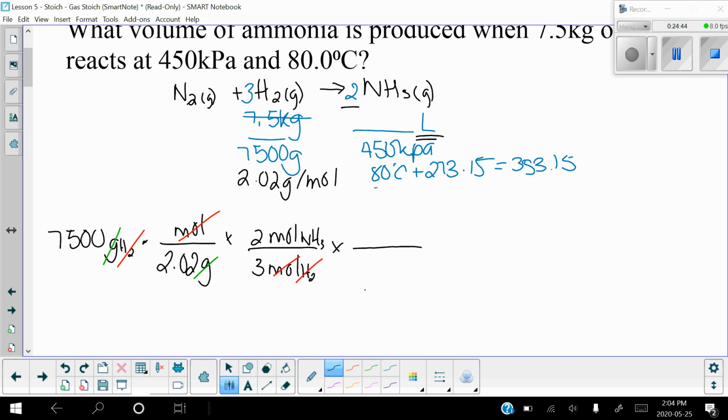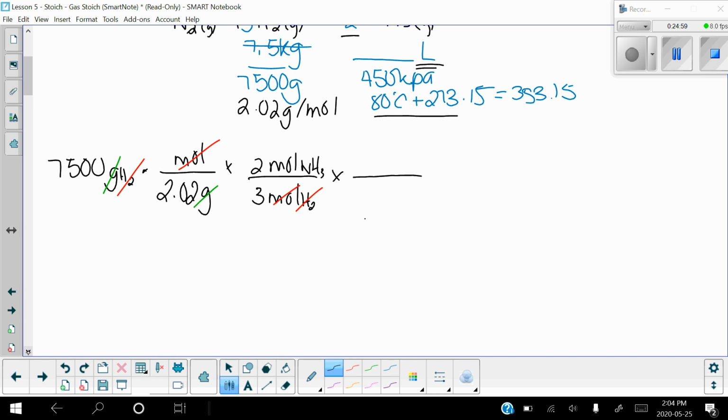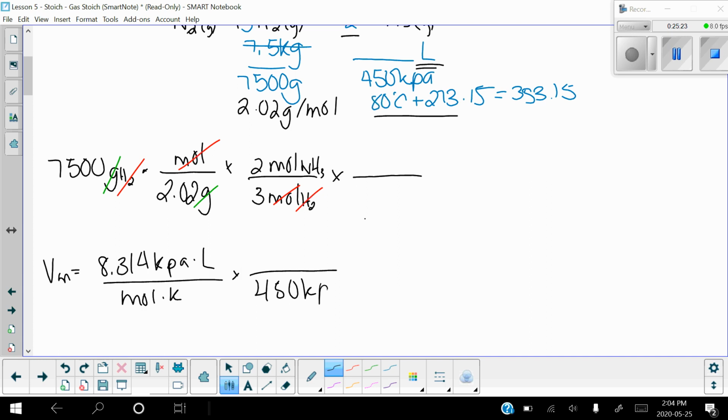Okay? But they've given us temperature and pressure. They haven't given us a standard molar volume. So I'm going to go ahead and calculate my molar volume. I'm going to do that calculation underneath here. So my Vm is equal to, I'm going to take my R constant, 8.314 kilopascals liters over mole Kelvin. Let's eliminate our pressure first. So I'm going to divide by 450 kPa. That cancels out, that cancels out.